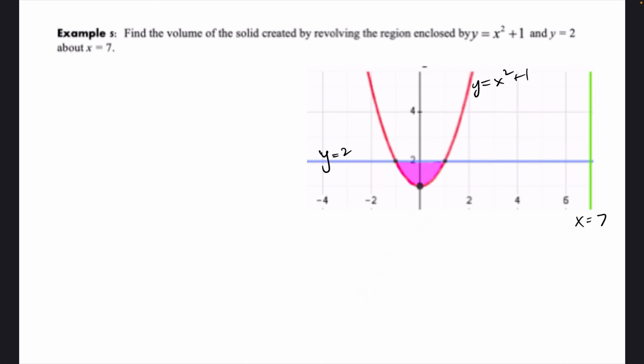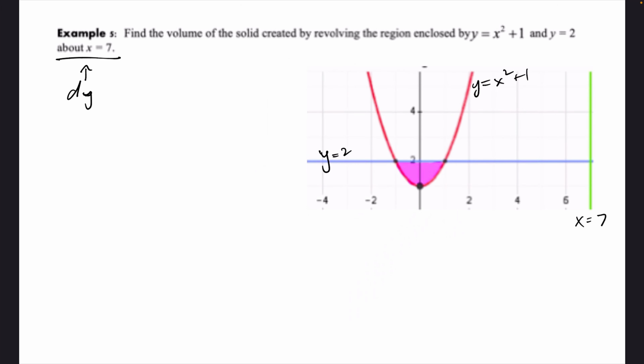Okay, so the difference between this one and the ones we were doing yesterday is we are revolving around a vertical line now. So that pink shaded area is going to revolve around the green. It's going to create a three-dimensional solid around the green x equals 7. So that's going to be dy. We've done dy in the past, earlier this week with the disk method.